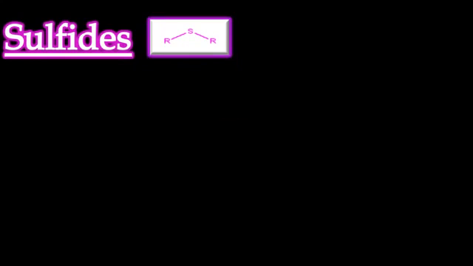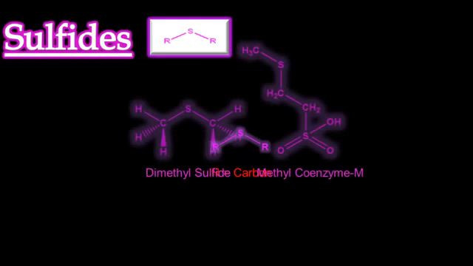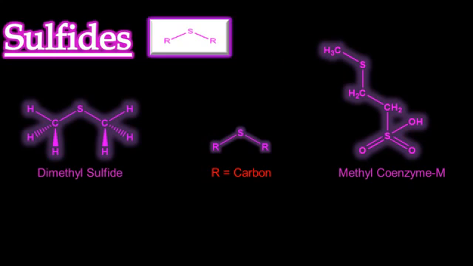Sulfides are similar to thiols in that they contain a sulfur atom, but differ in that this sulfur is bonded to two carbon-containing groups. Like ethers, sulfides can be either symmetrical or unsymmetrical. Examples of sulfides include dimethyl sulfide, which features two methyl groups bonded to the sulfur, resulting in a symmetrical sulfide.